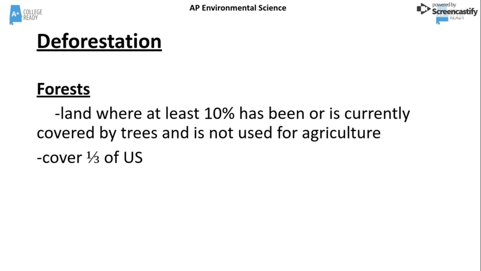Yet another way humans affect land and water is by deforestation. Forests are defined as land where at least 10% has been or is currently covered by trees and is not used for agriculture. Forests cover 1/3 of the United States.